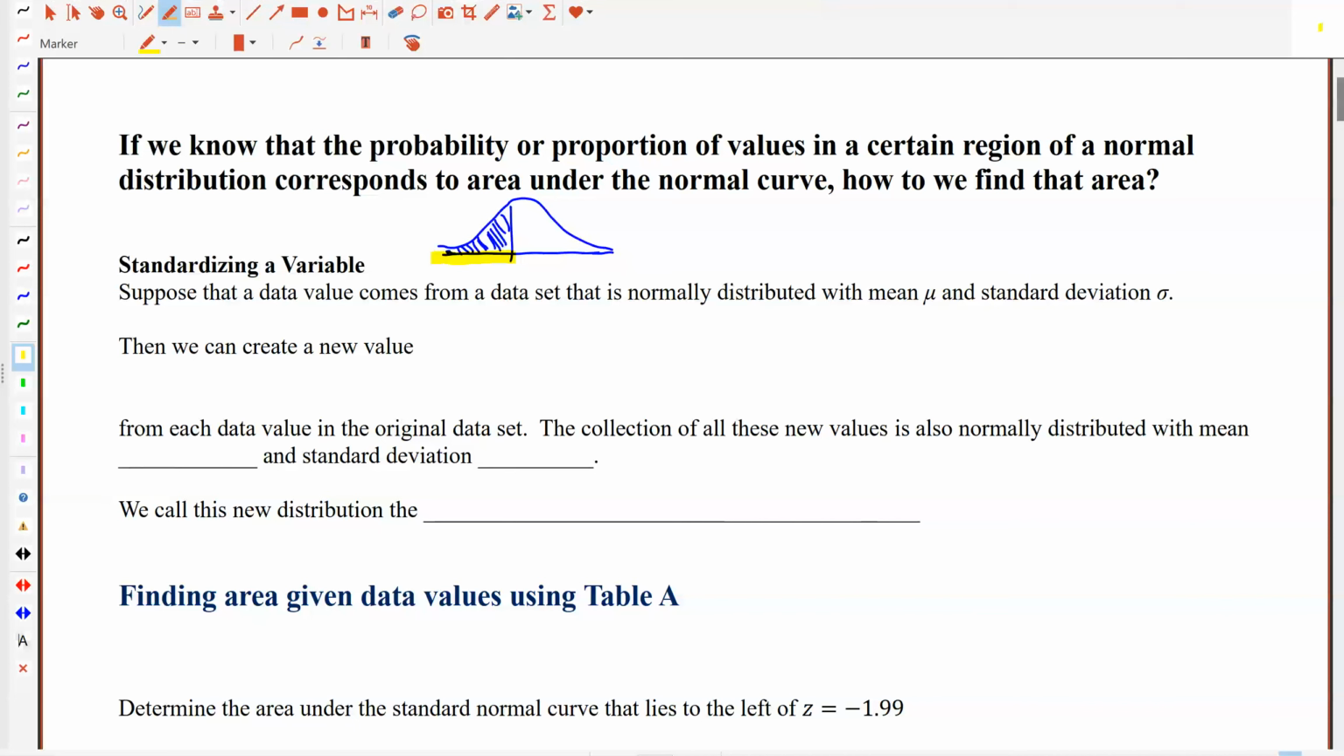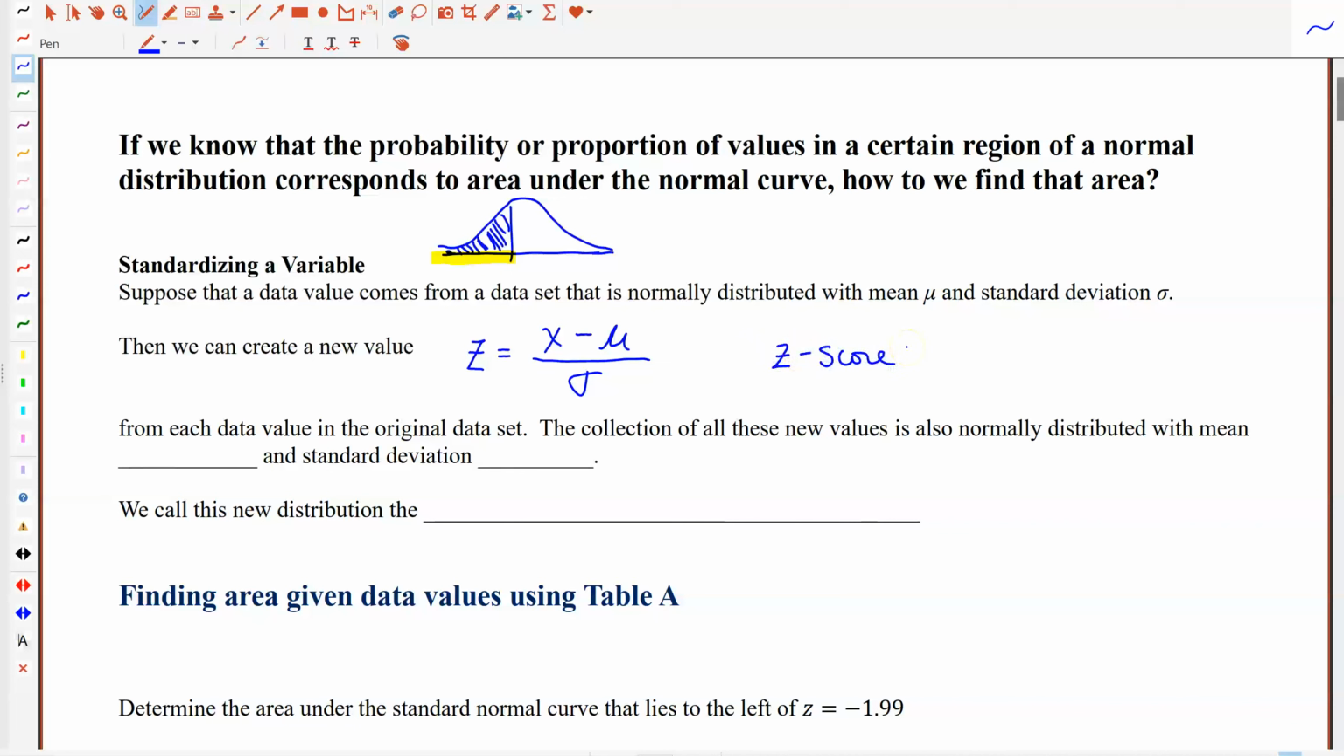Now, one of the ways that we can do this involves a technique called standardizing the variable. So suppose that data value, again, comes from a data set that's normally distributed, and that data set has mean mu and standard deviation sigma. Then we can create a new value that is computed by taking the data value, and I'll call that x, subtracting off the mean mu, and dividing that difference by the standard deviation sigma. And the number that's generated from that is called a z-score.